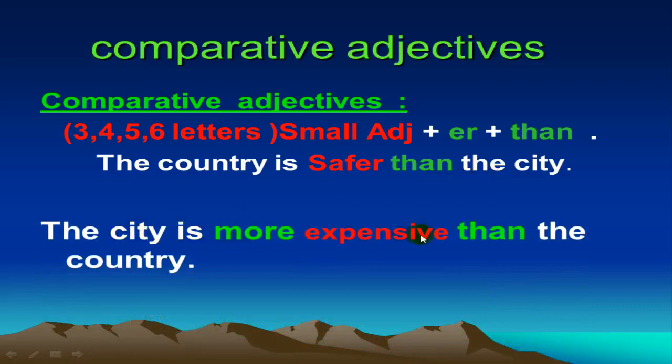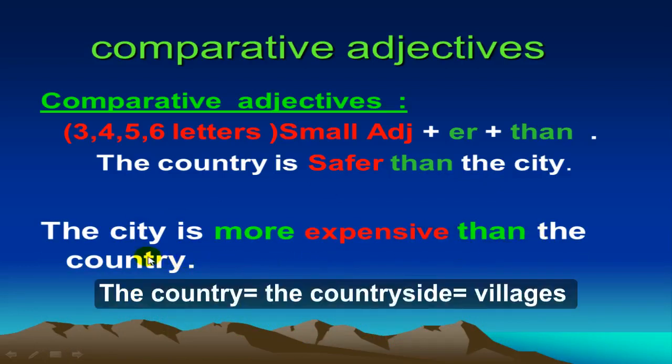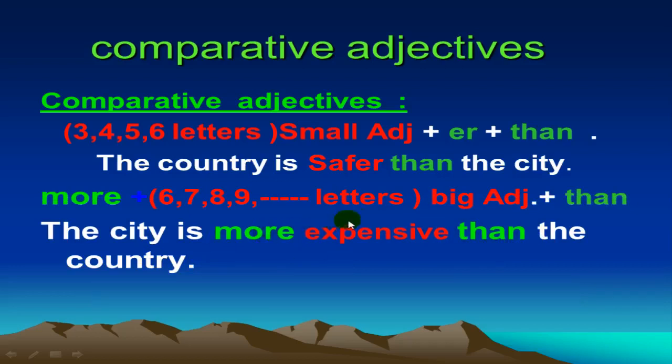The city is more expensive than the country. The country here means the countryside, villages. So how can I form this? More plus big adjective. What does big adjective mean? Six, seven, eight, nine, ten, eleven, twelve, fifteen letters, a lot of letters, plus than. Another thing: the small adjective will have only one vowel, okay? The big adjective has two vowels in separate parts, like expensive: E, E, I. Three vowels here. But safer, safe, S-A-F and E is silent, so we have only one vowel.